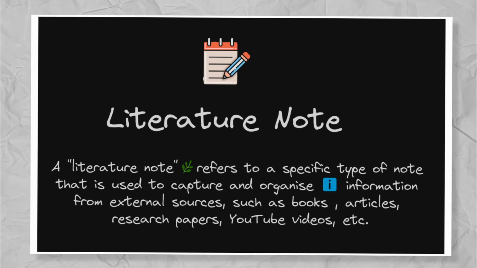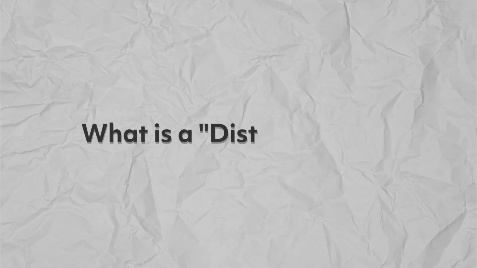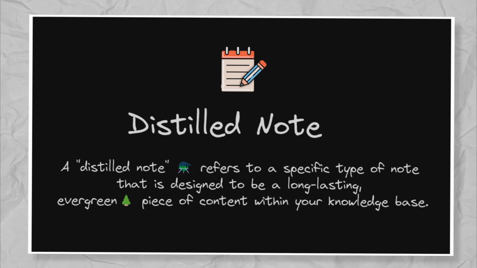What is a literature note? A literature note refers to a specific type of note that is used to capture and organize information from external sources, such as books, articles, research papers, YouTube videos, and so on. What is a distilled note? A distilled note refers to a specific type of note that is designed to be a long-lasting, evergreen piece of content within your knowledge-based system.